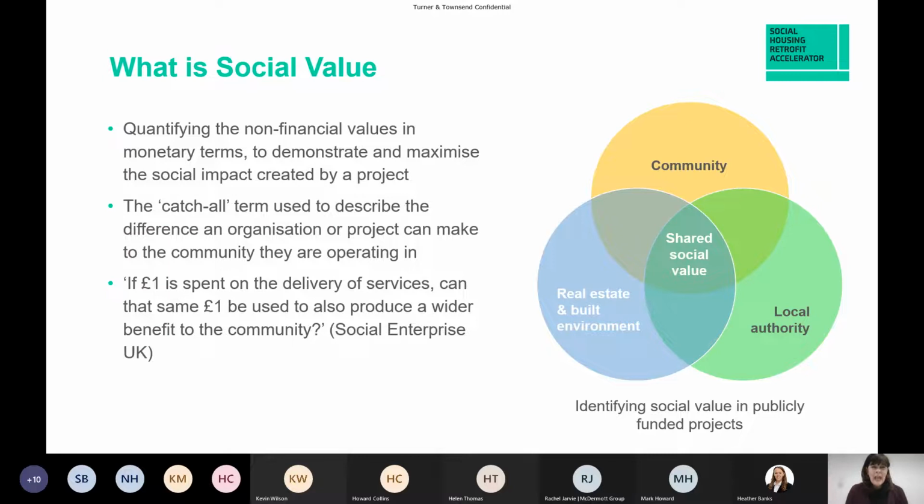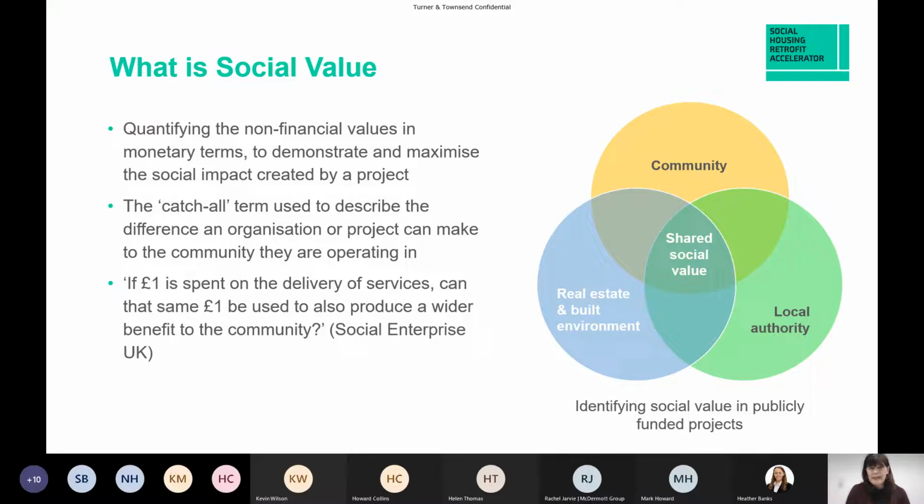Okay. So in terms of what social value is then, it's pretty much summed up really by the little Venn diagram that we've got there with social value in the middle. So we've got really a culmination of working with communities, real estate and the built environment and local authorities all coming together to try and really, as I tend to call it, get more bang for the buck. So the idea behind it is that we're quantifying non-financial values in monetary terms. And that means to say, in terms of what might be happening within a sort of wider programme, how can you actually leverage every pound that is spent to get that sort of wider community benefit?